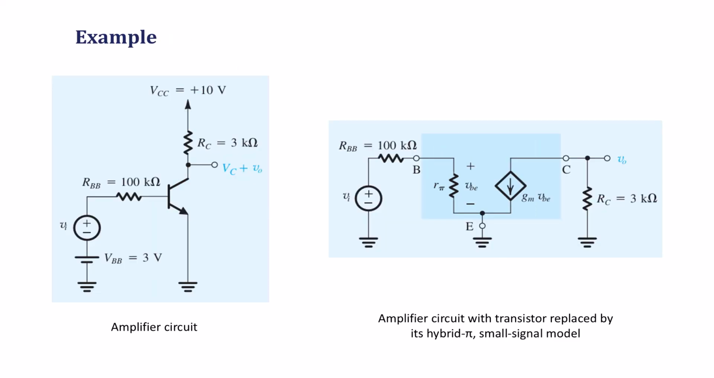Let's apply this to an example. On the left is our amplifier circuit. Vcc equals 10 volts, Rc equals 3 kilo ohms, Rbb equals 100 kilo ohms, and Vbb equals 3 volts, biasing the base through Rbb. On the right, we've replaced the transistor with its hybrid Pi small signal model, R-Pi in parallel with the control source Gm times Vbe connected between base, collector and emitter, with Rc still in the collector branch. This is our starting point for finding the small signal voltage gain.